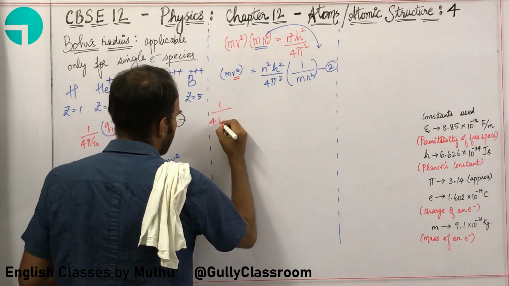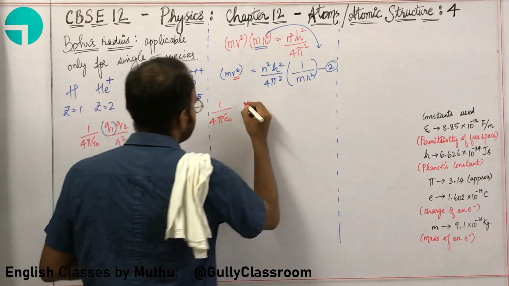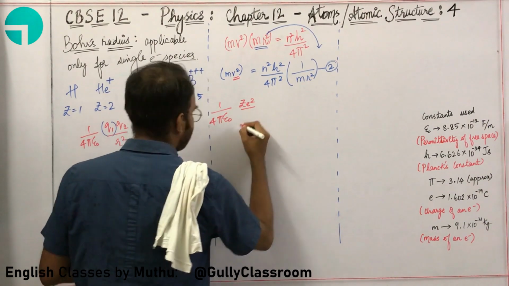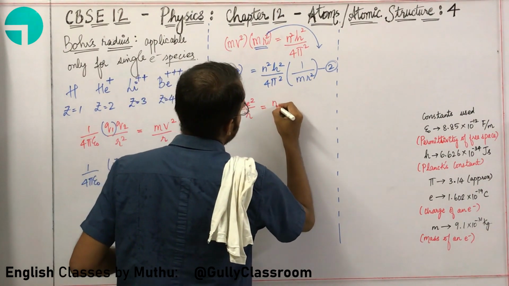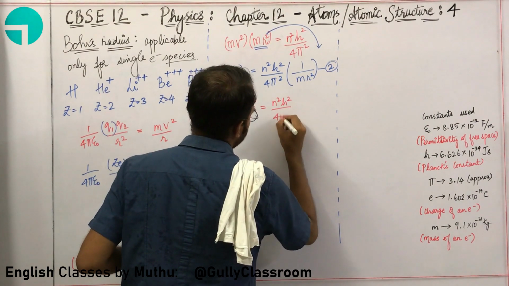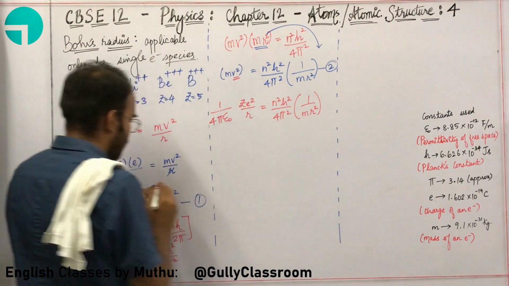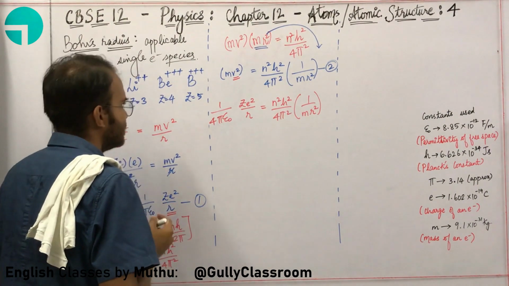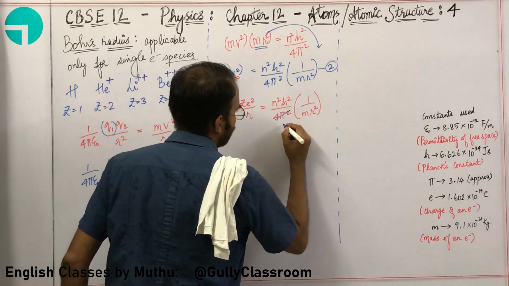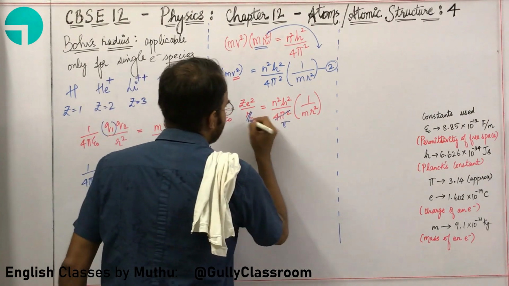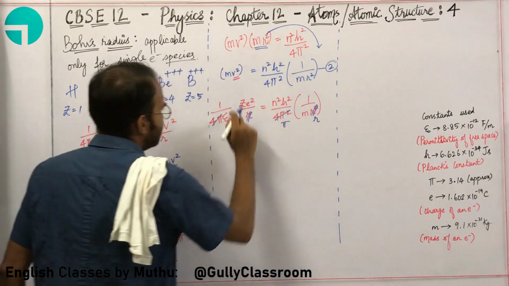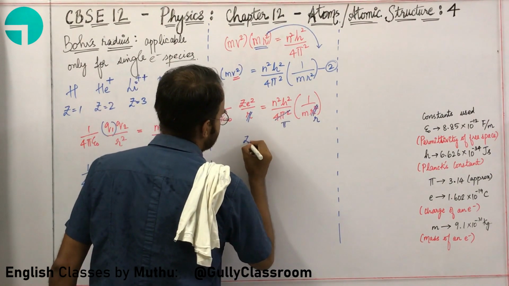I am going to write 1 by 4 pi epsilon naught ZE square divided by R is equal to n square h square by 4 pi square, 1 divided by m r square. Okay sir, let us solve this. Can I cut 4 pi here and 4 pi here? Okay, can I cut r here and r here? Then let me continue writing this.